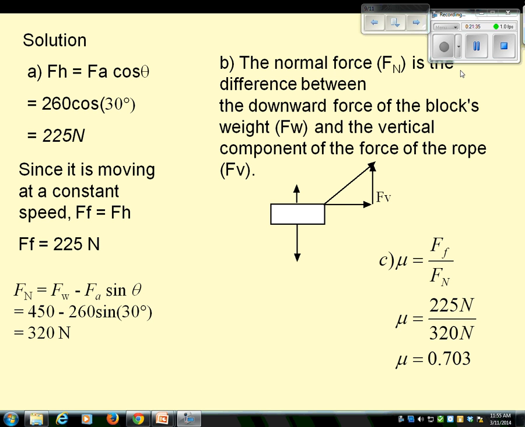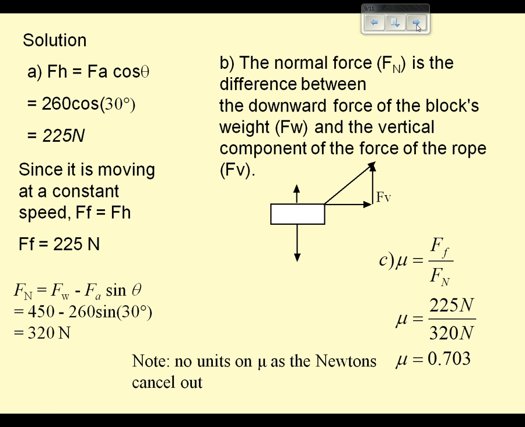All right. Reminder that there's no units on mu because the newtons cancel out, right?